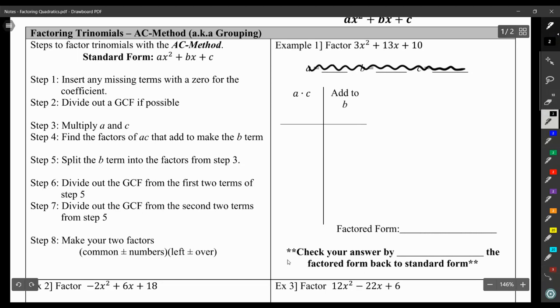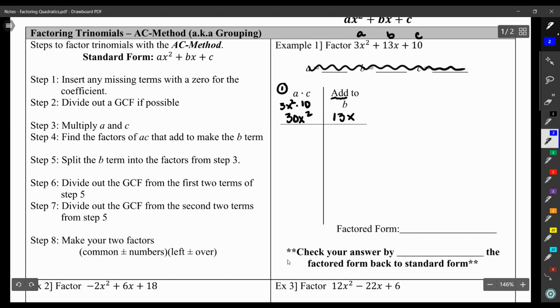To actually begin factoring, we're going to multiply a times c together. This is the a, this is b, and this is c. So we're going to multiply 3x squared times 10, which makes 30x squared. Now, we have to find two numbers that multiply to be 30x squared, but will add to be the b value, which in this case is 13x.